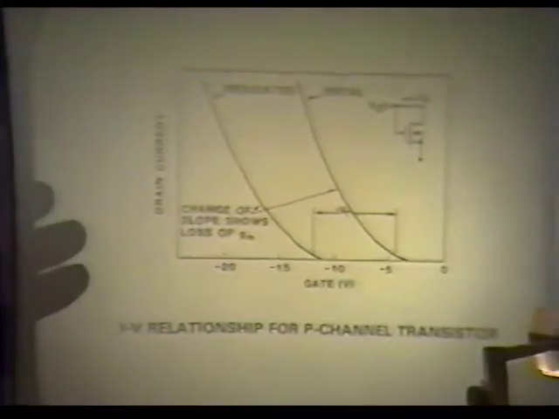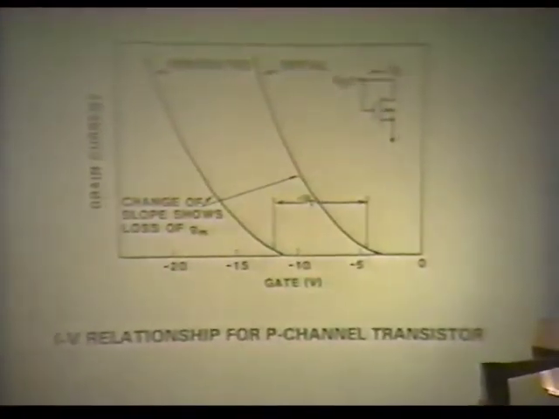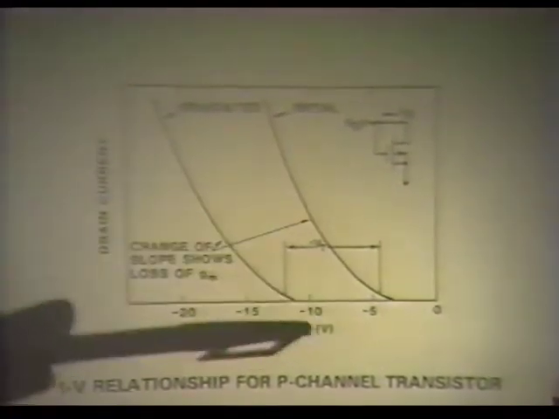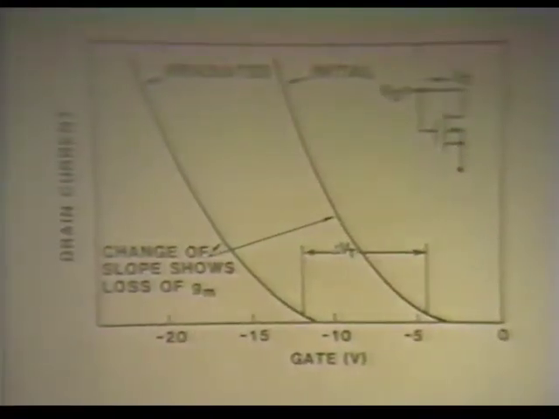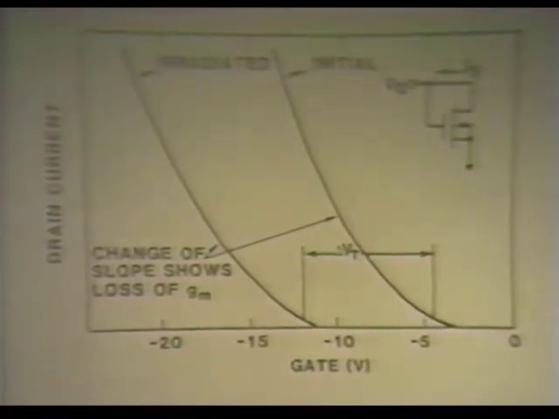So what you end up with is a situation that for P channels, your threshold voltage starts out here, and then it goes more negative as you build up more charge in the oxide. So both of the thresholds go more negative. The N channel turns on, the P channel turns off.